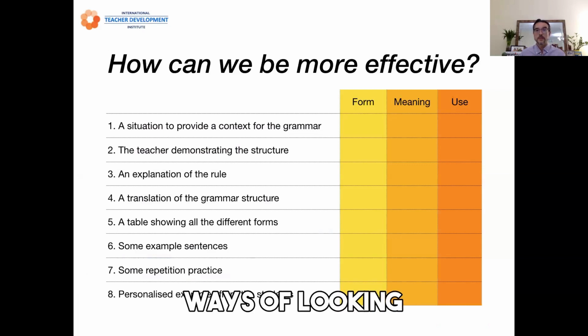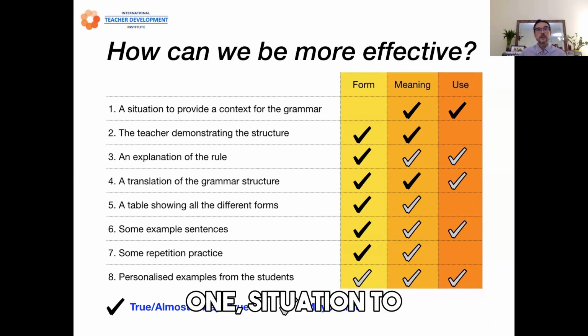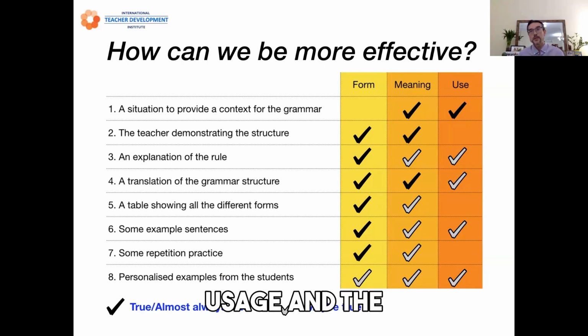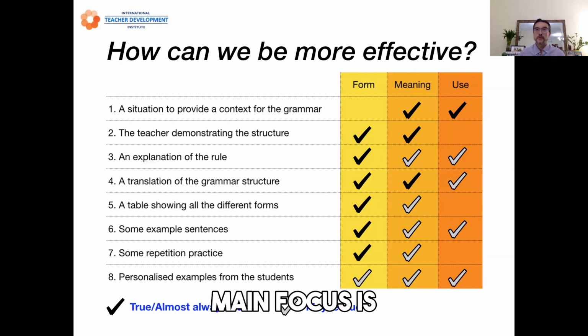There might be different ways of looking at it, but for example, if you look at the first one, a situation to provide context for the grammar, generally we're looking at showing the usage and the meaning, but there's not really a focus on the form. But when we go to number 2 and demonstrate the structure, then yes, the main focus is on the form as well as the meaning.